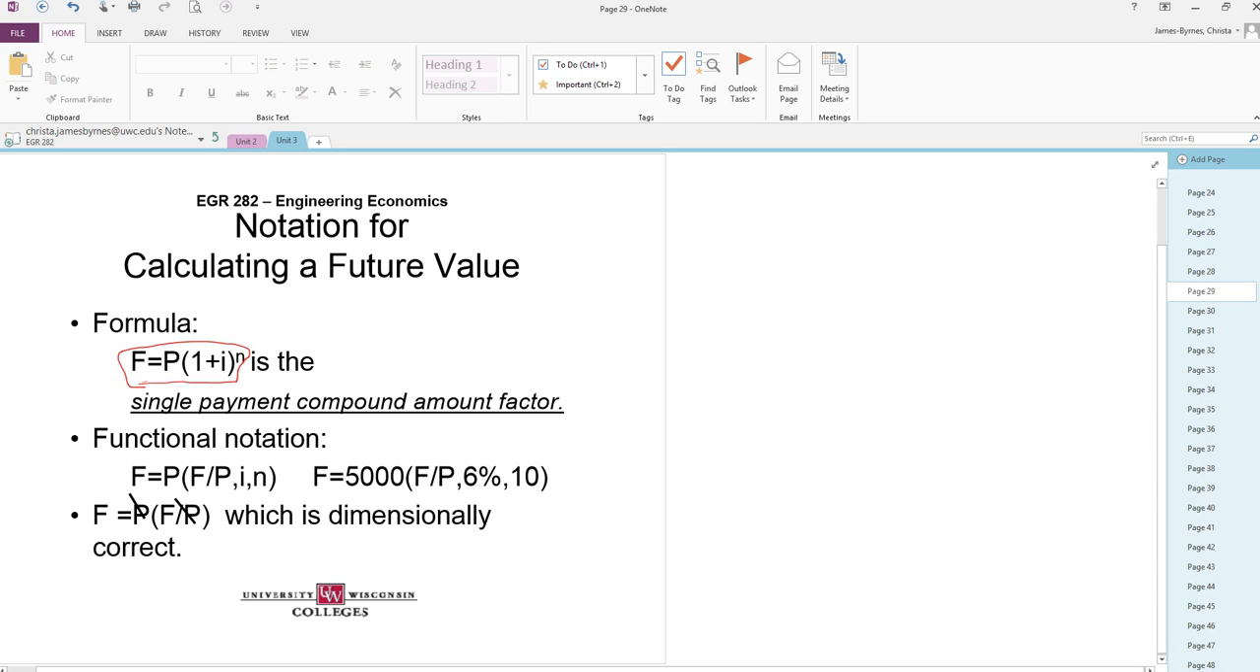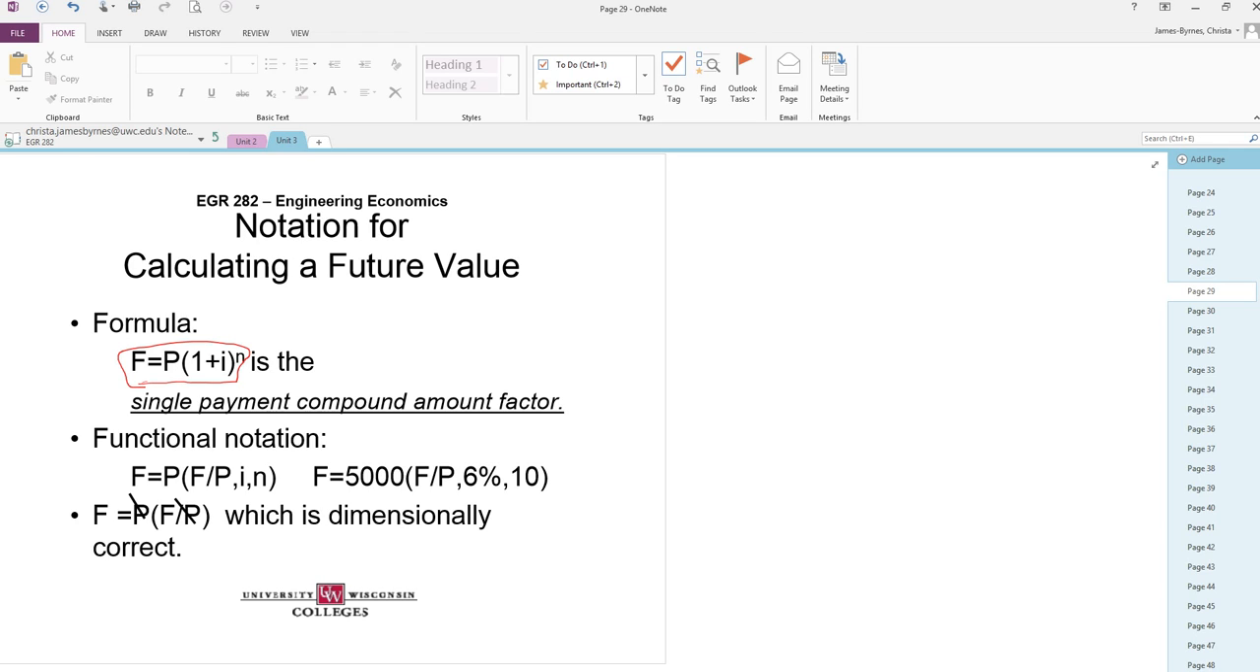Now, I know that you guys could easily memorize that formula. But just take a second, look in the front of your book, and there are 1, 2, 3, 4, 5, 6, 7, 8, 9, 10, 11, 12, 13, 14, 15, 16 different formulas. I don't want you to have to remember all 16 formulas. So I'm going to give you a shortcut, and the shortcut is going to be called functional notation.